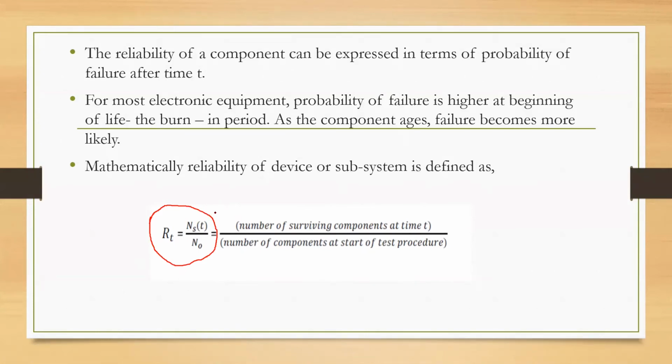So what will be the best value of reliability? 1. Yes. When the number of surviving components at the end of a testing is equal to the number of components at the start, then you have the best system.